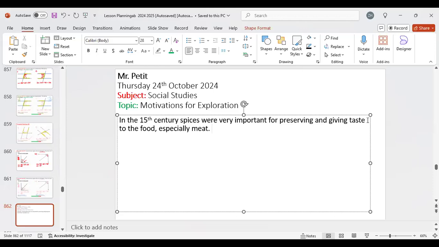And maybe fish. Did they have planes back then? Definitely not. So now these spices, where did they come from? I want a direction: north, west, south, east.